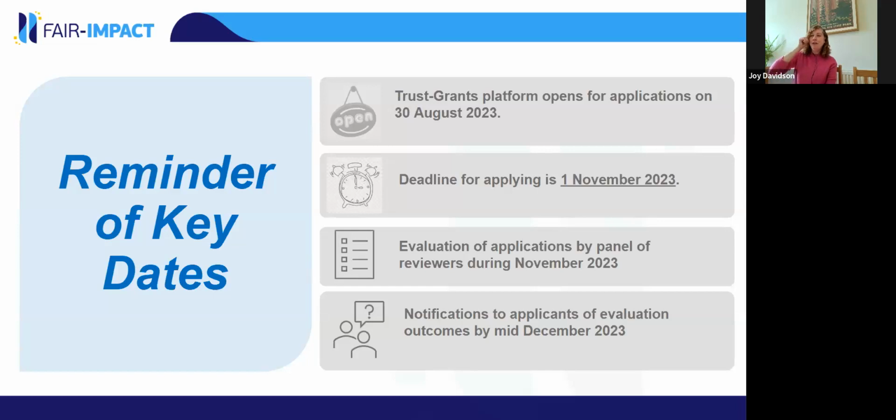As we mentioned before, the evaluation will take place during November, with a notification anticipated to come out in early to mid-December, just to make sure that everybody's aware of who's going to be invited to take part, and the actual support programs will begin in January 2024. So that's just a reminder of the key dates that we'll be following.